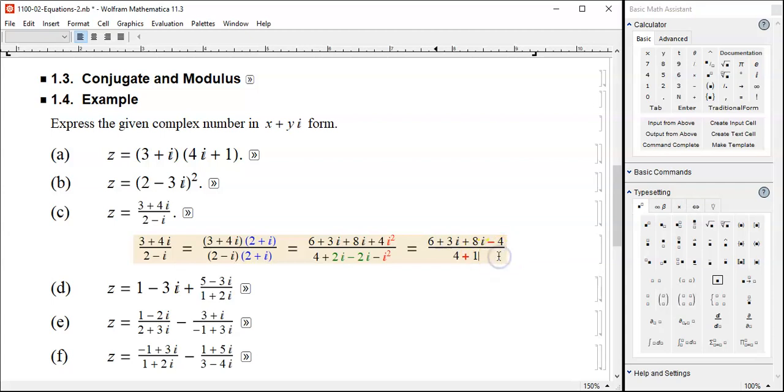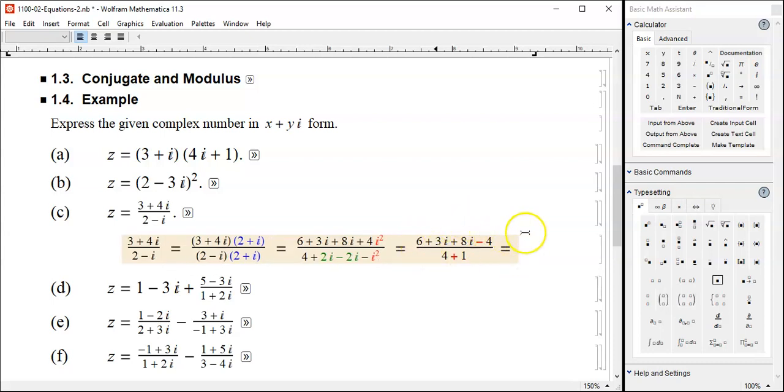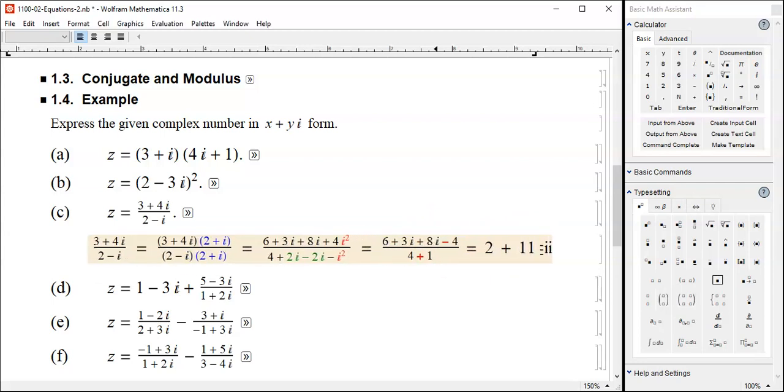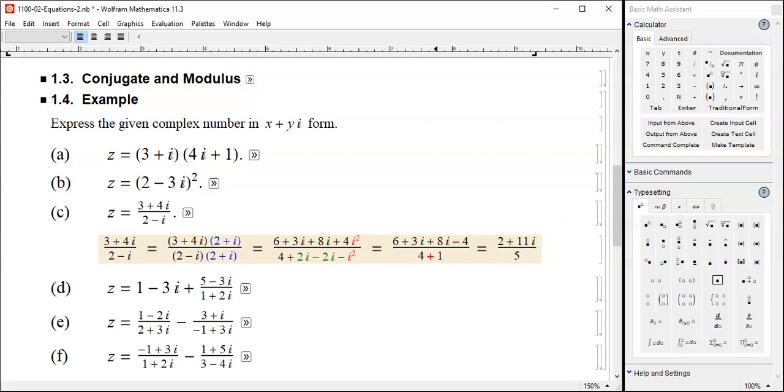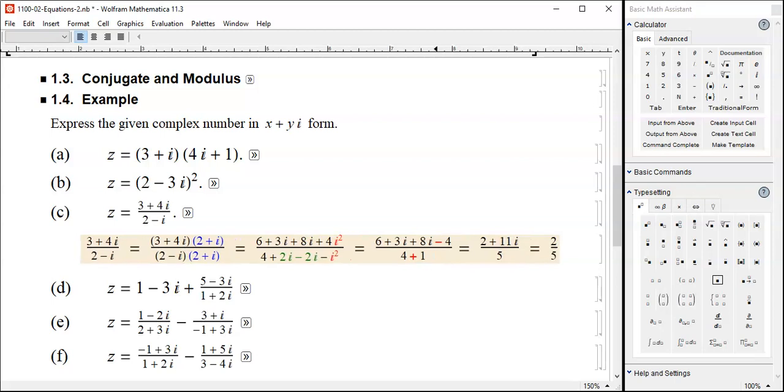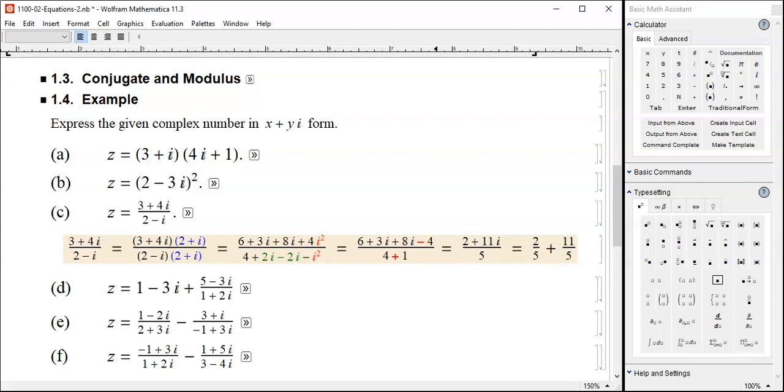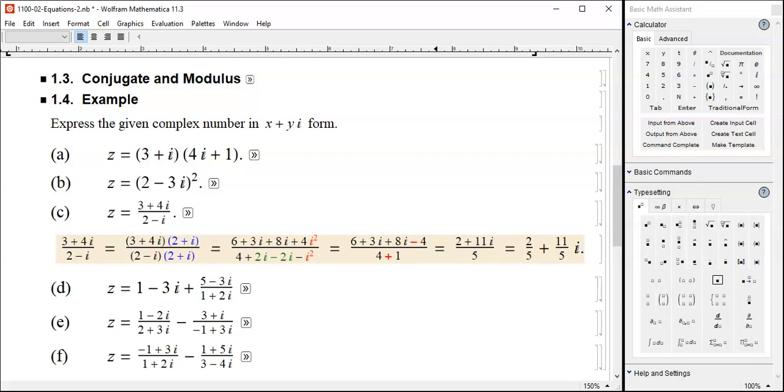So there you go. 4 plus 1, 5. We have a real number in the denominator. So here we go. We have 6 minus 4, that's 2. 3 plus 8, so that's 11i divided by 5. So we have 2/5 plus 11/5 i. We have x plus yi form.